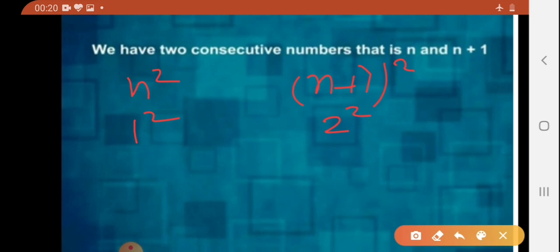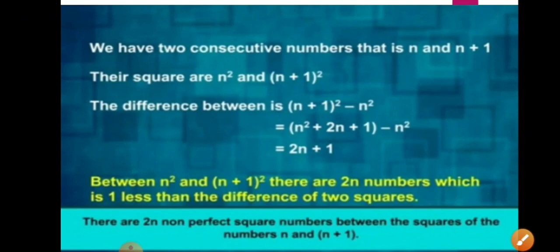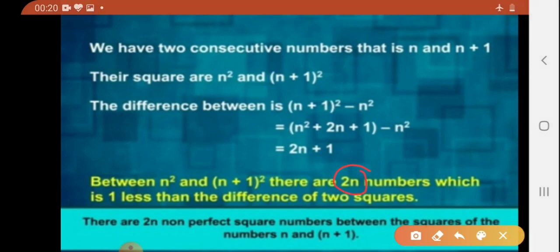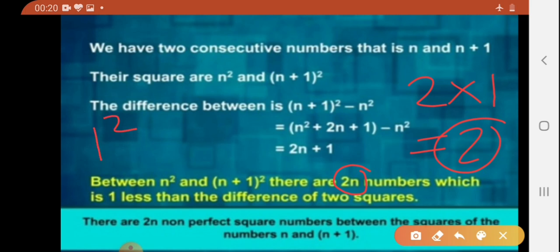so what we can write here, the value of n will be 1. By the formula, 2n means 2 into 1 we will do, because n value we have got 1, so the answer will be 2. So numbers between 1 square and 2 square, how many numbers will be there? 2 numbers will be there.